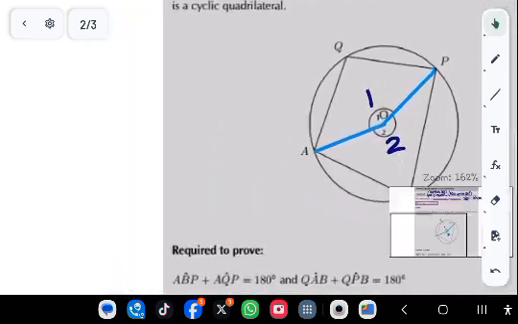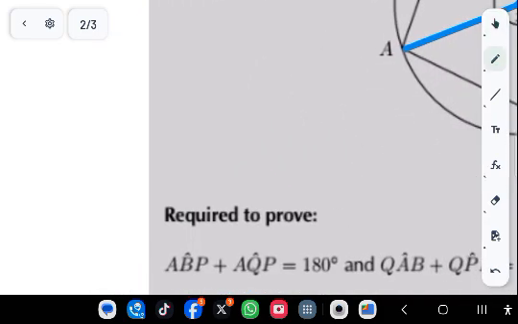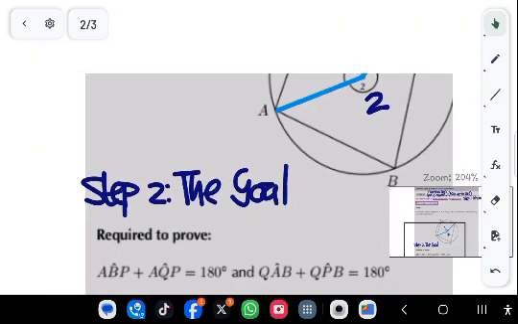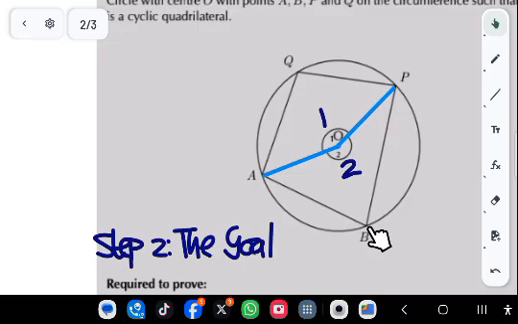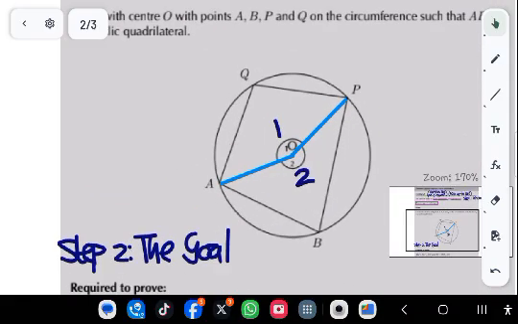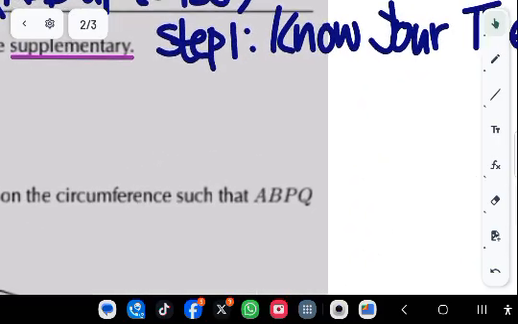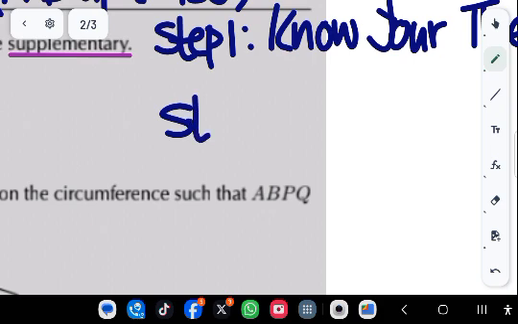Now, step number 2, which is the goal. Now that we know what the theorem is about, what is the goal? What are we required to prove? We just looked at that. We're required to prove that angle Q plus angle B equals 180 degrees, and or angle A plus angle P equals 180 degrees. Now that we know what the goal is, let's find a way to prove the theorem. So step number 3, what is the strategy?